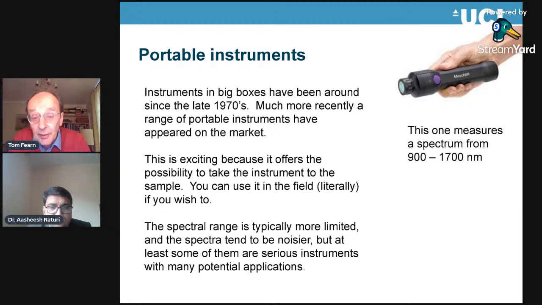Some of them, not this one, have problems with stability because there's a lot of temperature sensitivity around, and it's hard to control the temperature of the detector, for example. But many of them are really serious instruments, and they've got lots of potential applications. And people are beginning to see some really credible applications for instruments like this. And there's an enormous potential. There are lots and lots of things one might use it for, wood being one of them, I imagine.